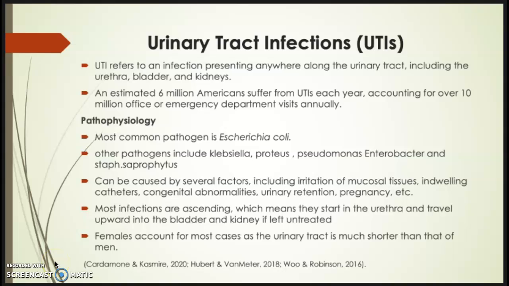Next, I will go over the pathophysiology of UTIs. The most common pathogen is E. coli. Other pathogens that can cause UTIs are listed below. They can be caused by several factors. This includes irritation of mucosal tissues, indwelling catheters, congenital abnormalities, urinary retention, pregnancy, and more. Most infections are ascending, which means they start in the urethra and travel upward into the bladder and into the kidneys if left untreated. Females account for most cases, as the urinary tract is much smaller than that of men.